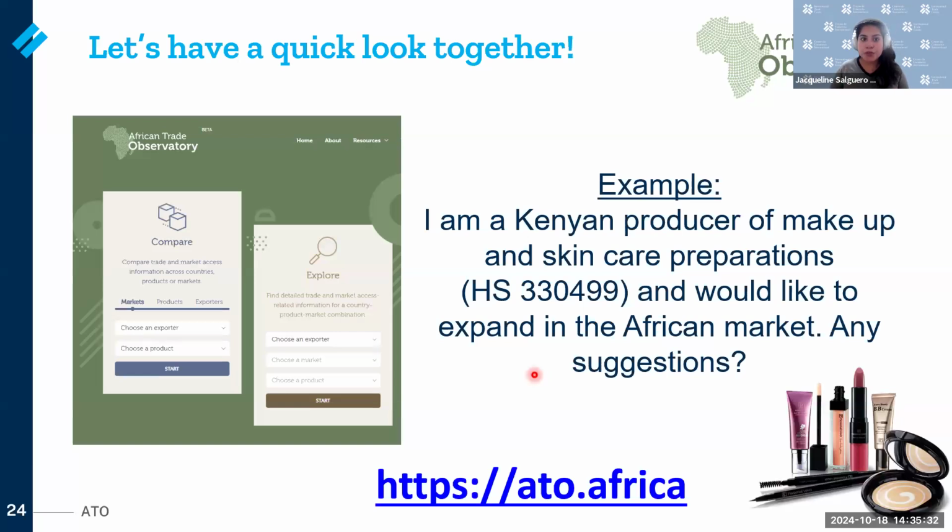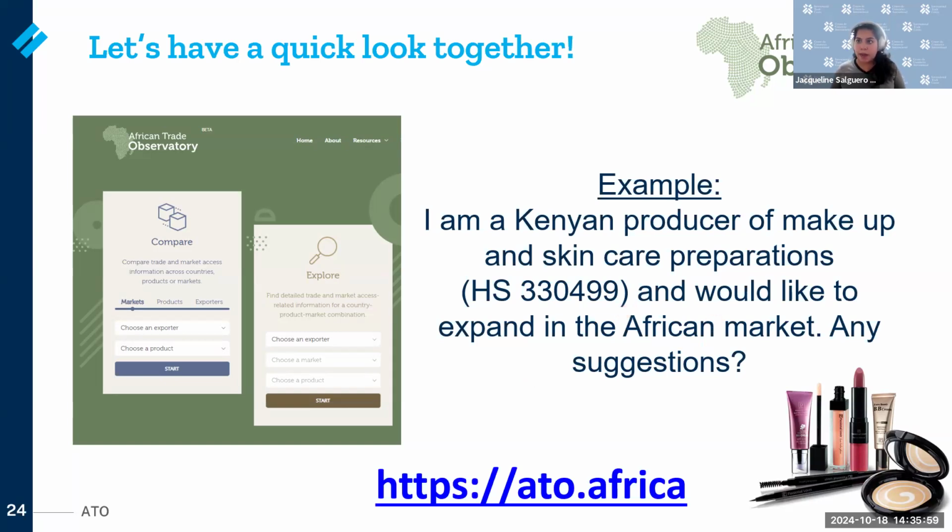So, as the example reads, that's the case that we'll be looking at. I'm a Kenyan producer of makeup and skincare preparations. As I said, we will be looking at the subheading level, so the 6 digits of the HS code. Here is a code that I have already provided for you. My product in particular is body lotions, which is within this specific code. And I would like to expand into the African market. So I'm looking for opportunities, and I'm asking whether there are any suggestions for this purpose.